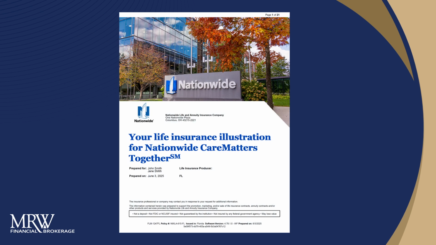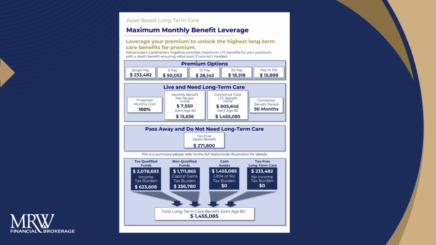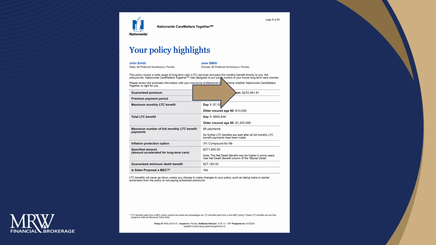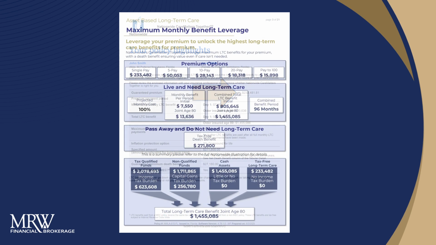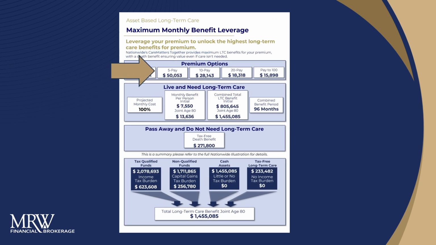But this is the Care Matters Together product. It's, again, a joint and survivorship life policy. And the single pay is $233,482. Now, when you look at the illustration, it doesn't have a full return of premium. I'd say the cash value is probably going to be about half of that. What's nice about this product, though, is you don't have to do the single pay of $233,481. You have different ways to fund it. Your client can, for lack of a better term, because it's not really financing, but finance it over 5 years at a rate of $50,053 a year for 5 years, and then it's paid up.